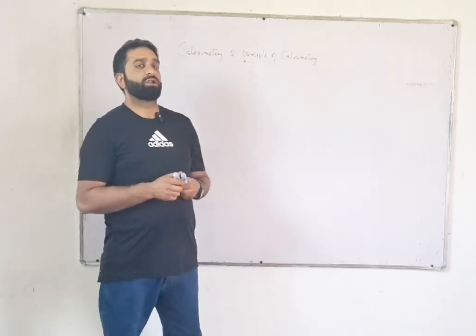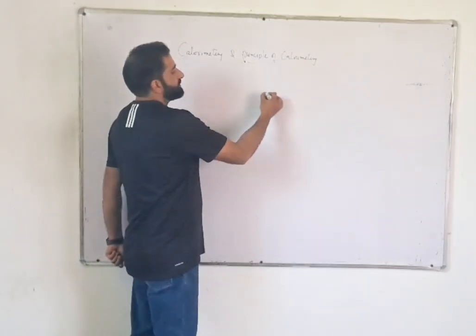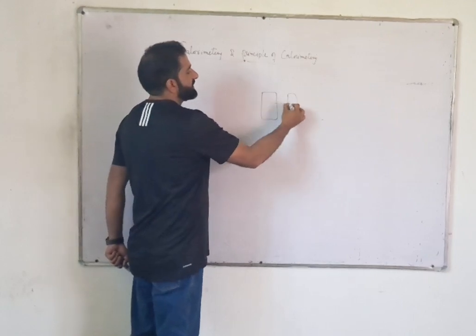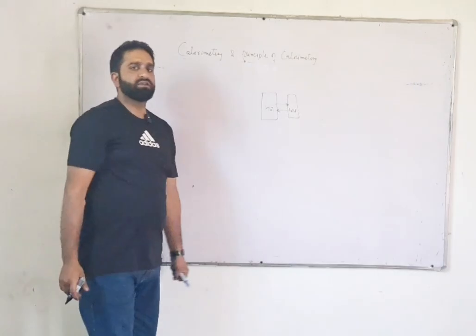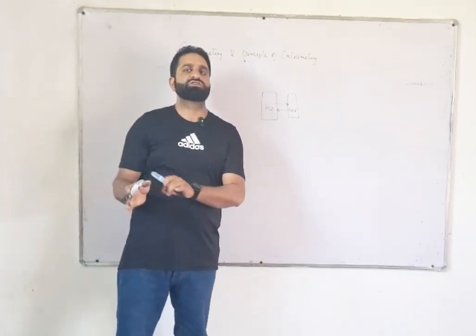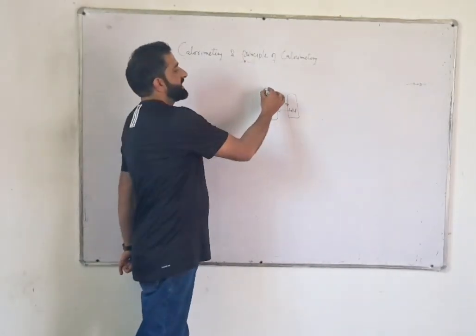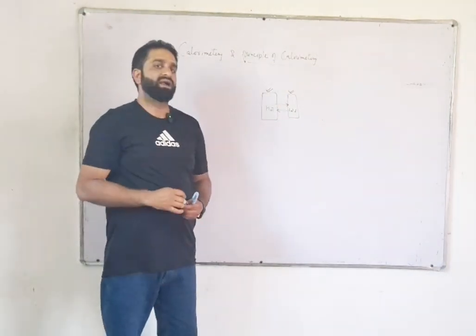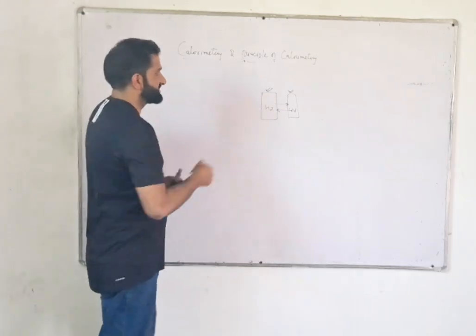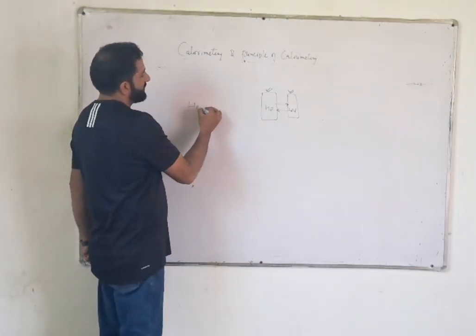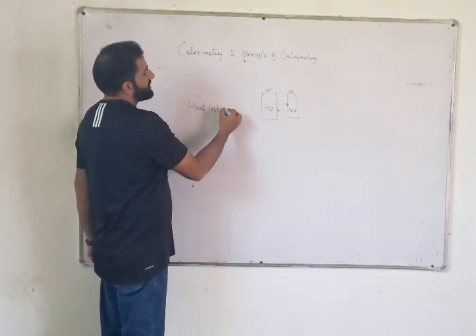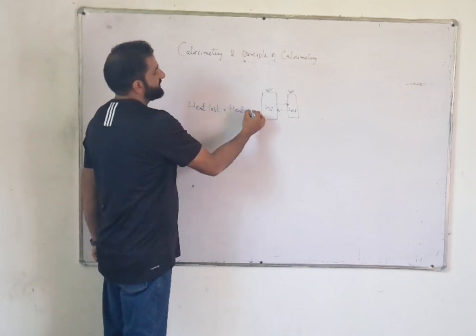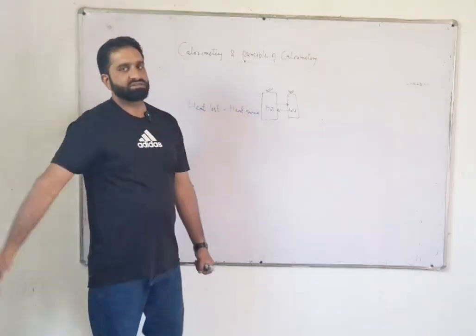The principle of calorimetry states that if a hot body and a cold body are in contact with each other, neglecting the heat lost to the surroundings, the heat lost by the hot body is equal to the heat gained by the cold body. This is the principle of calorimetry. It says that heat lost by one substance is equal to the heat gained by another substance.